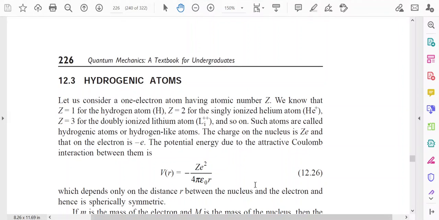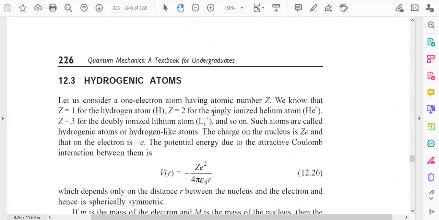In this lecture, we will discuss hydrogenic atoms. Now, what are hydrogenic atoms? Let us consider a 1 electron atom having atomic number Z. So, 1 electron atom means there will be 1 electron. We know that for Z equal to 1, that is for the hydrogen atom, one electron is encircling the nucleus.